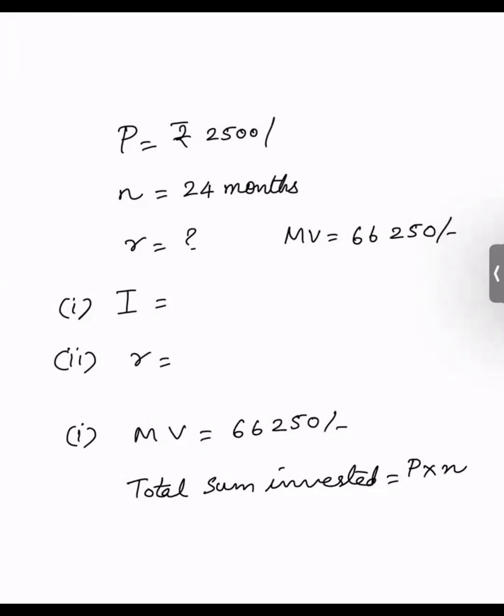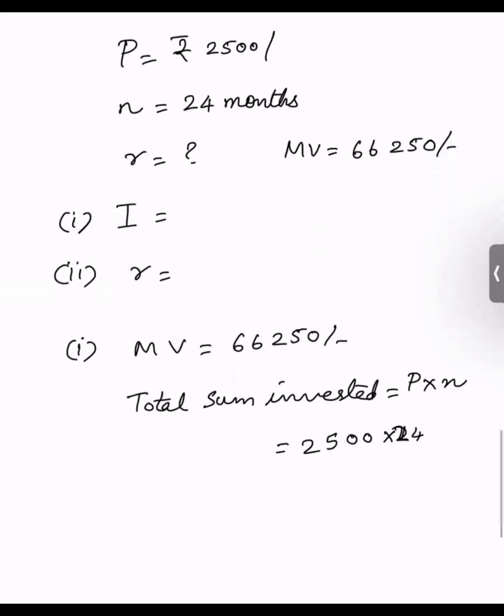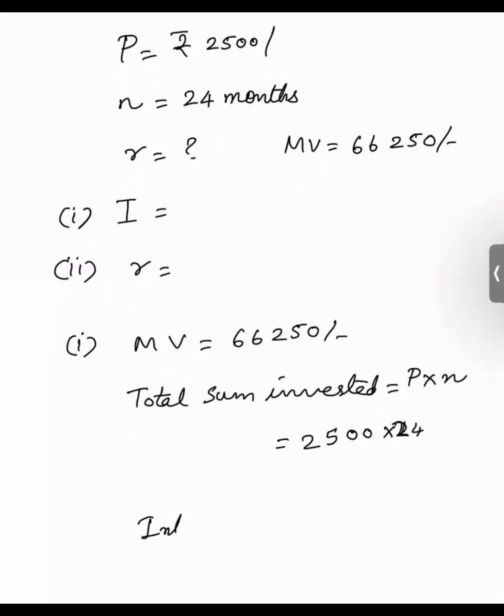So what is principal into N? Principal is the monthly amount that you are investing. N is the number of months. So P into N is 2,500 into 24. Okay, 2,500 into 24 is the total sum invested. Now, what is going to be the interest? Don't you think maturity value minus total sum invested will give you the interest?